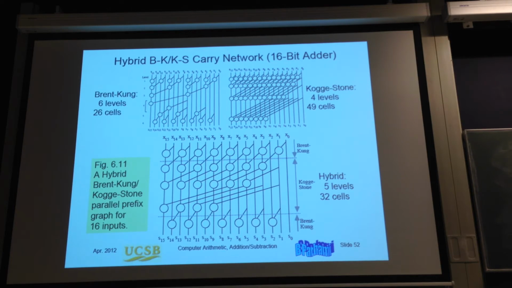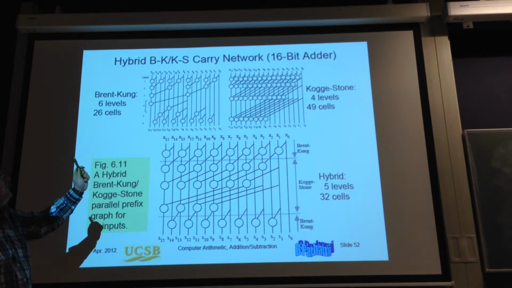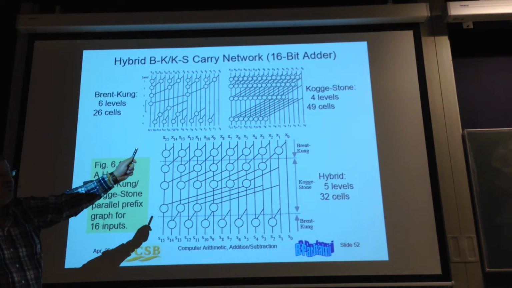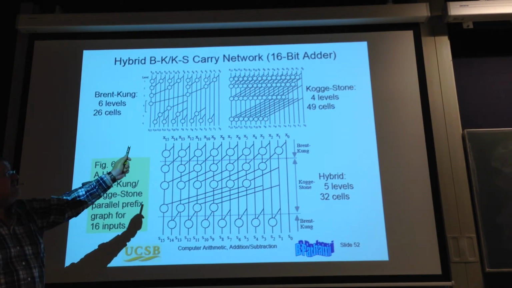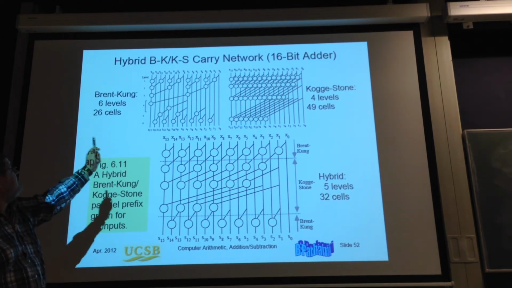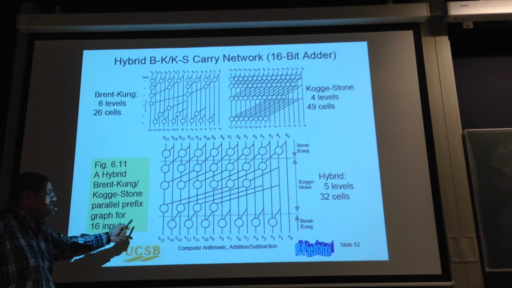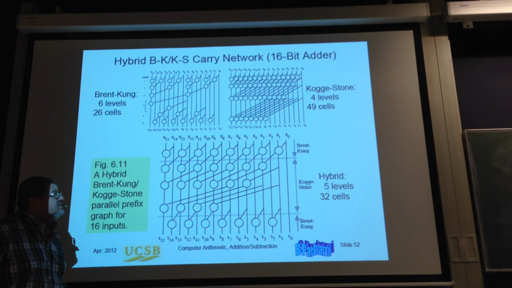Now, there is also a way to do hybrid stuff. Then you have the two networks, Brent-Kung and Kogge-Stone. 6 levels, actually 5 levels, 26 cells, versus 4 levels, 49 cells. Expensive and faster, cheaper but slightly slower. And this is an in-between solution. You combine the heuristics. Those are basically heuristics.